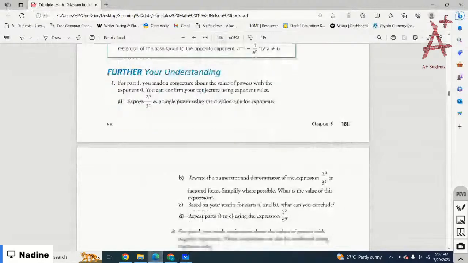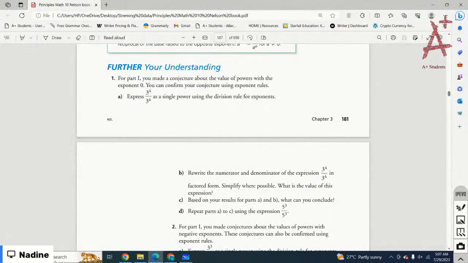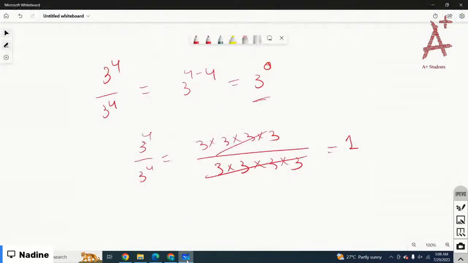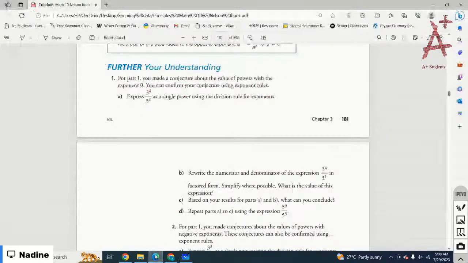Okay, the next part is, based on your results from a and b, what do you conclude? From a and b, 3 exponent 0 equals 1. Got it? That's what we conclude from a and b. Any number whose exponent is 0 equals 1. If you are given a base and the exponent is 0, the answer equals 1. Got it? Okay, the next one is, repeat a and c using the exponent 5^3 over 5^3.